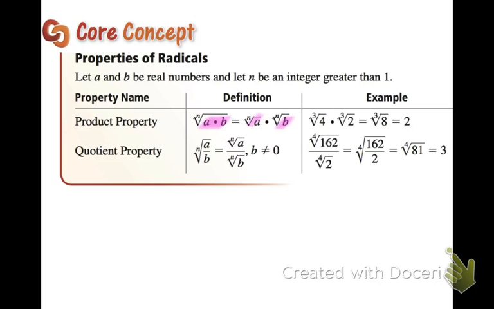Same thing with division. If I'm dividing on the inside here, I can split it up to the nth root on the top and the nth root on the bottom and simplify it that way. In this example, I have the fourth root of 162 divided by the fourth root of 2. I can take 162 divided by 2. I get 81. And then I can take the fourth root of 81 to get 3.